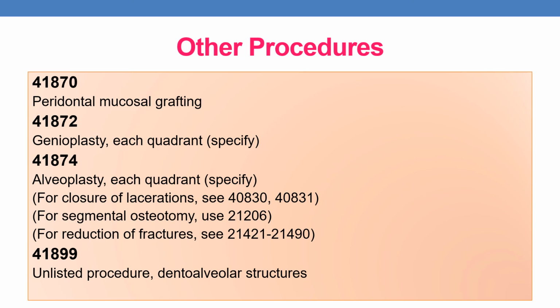And for closure of lacerations, you need to see 40830 to 40831. And for segmental osteotomy, you need to use 21206. And for reduction of fractures, you need to refer 21421 to 21490. And finally, coming to unlisted procedure, dentoalveolar structures, the CPT is 41899.